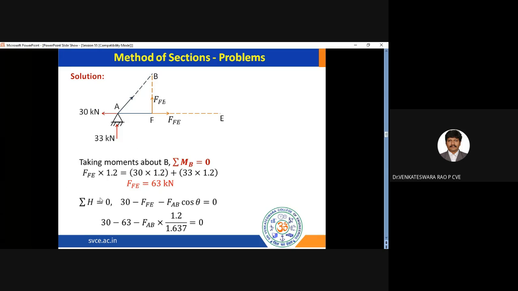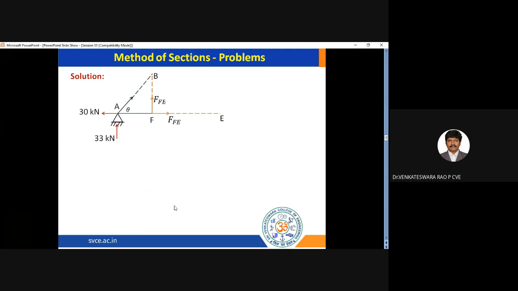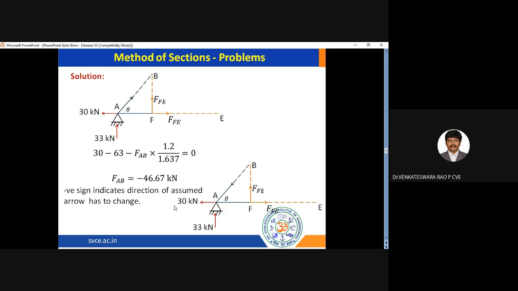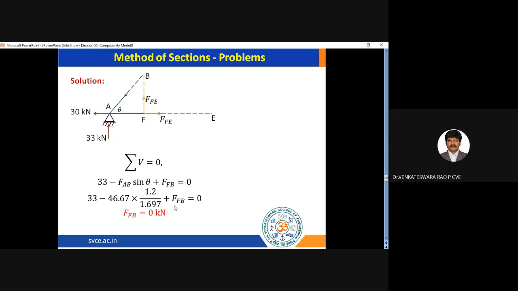See, we did this here: sigma F equal to 0 and we did sigma F equal to 0. And of course here before that we changed the sign and then sigma V equal to 0. All that we avoid in one step: moment about A, FB value 0, finally 0 only. So if I take moment about A, FB into perpendicular distance 1.2 is equal to 0.